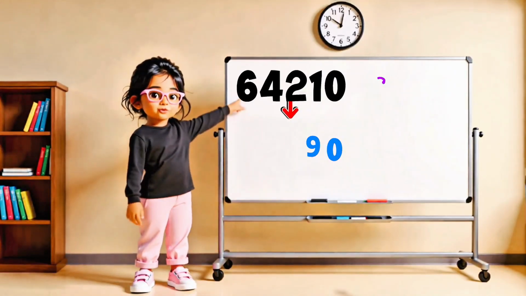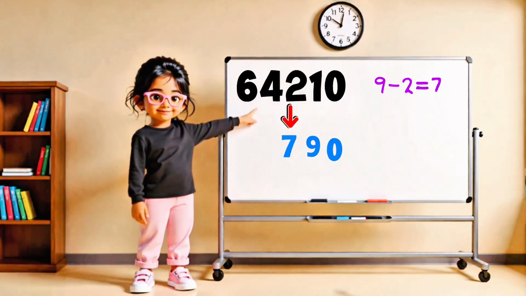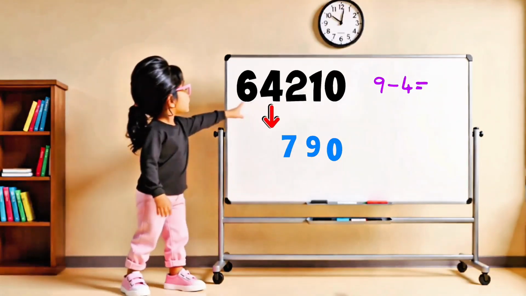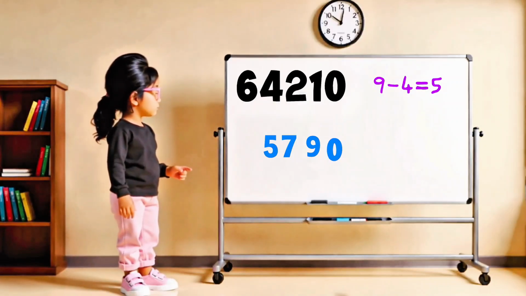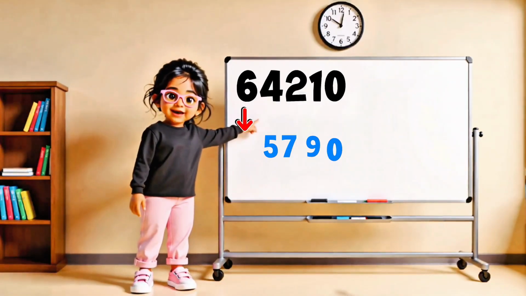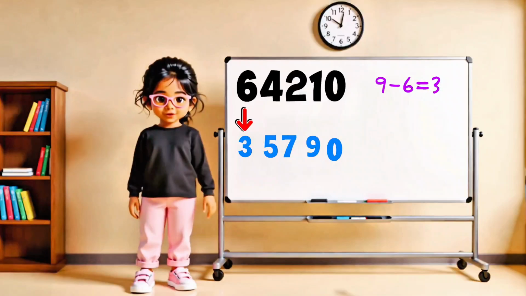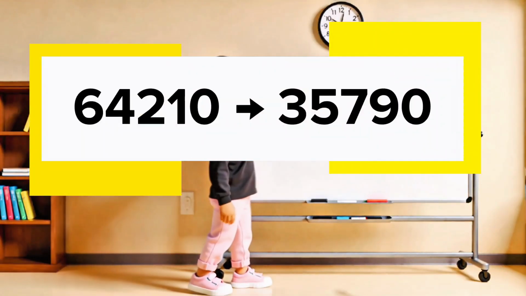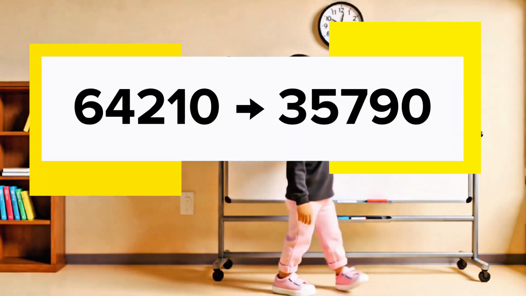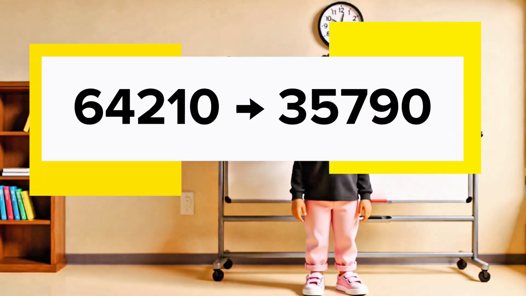Now subtract 2 from 9 gives 7. Next, subtract 4 from 9 equals 5. Finally, subtract 6 from 9, which equals 3. So we find the complement of 64210 is 35790.